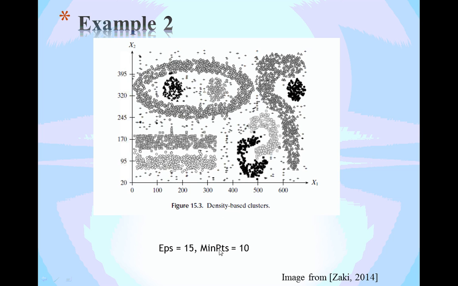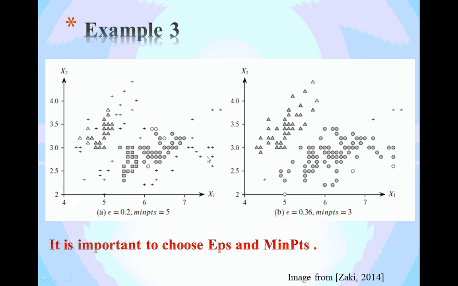And here are other examples. Easily, this is one cluster, and those are core points. And here is another example, but with a different radius and minimum points. So the results also become different, but this one is more suitable.